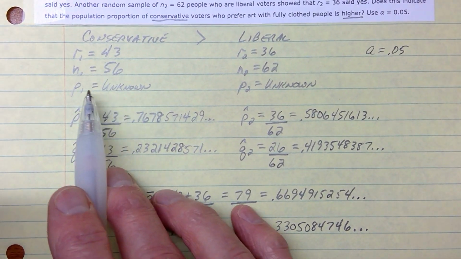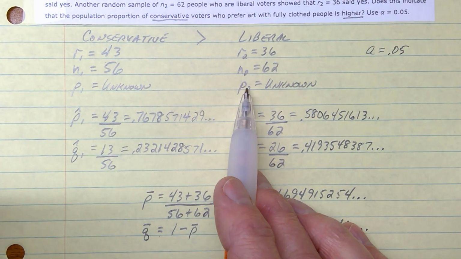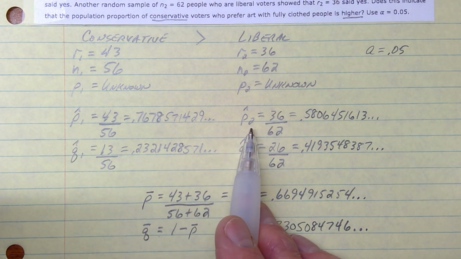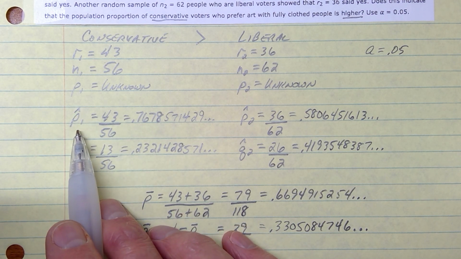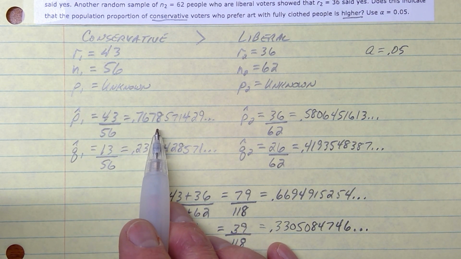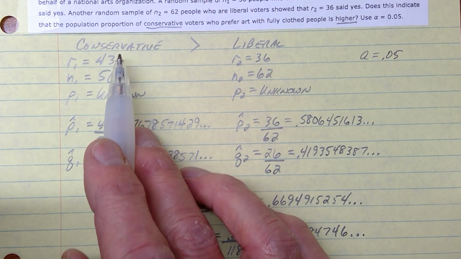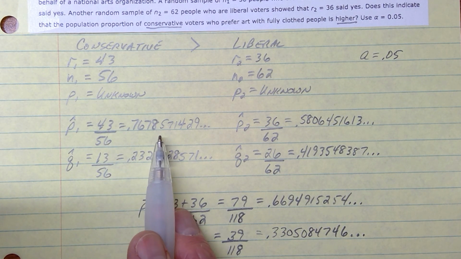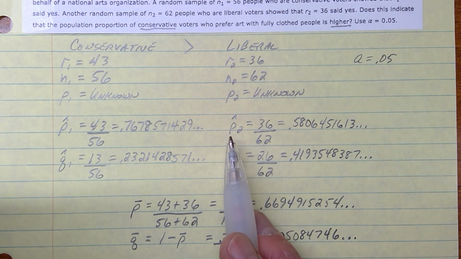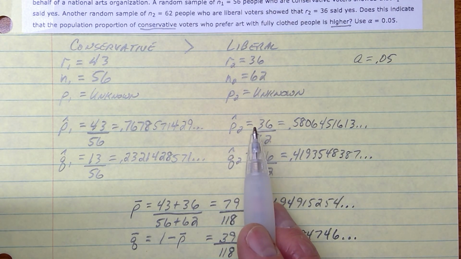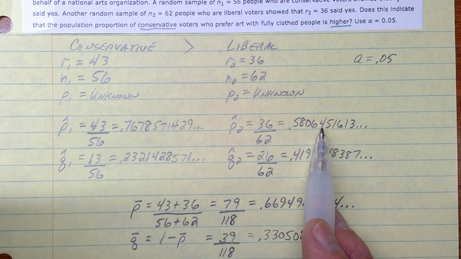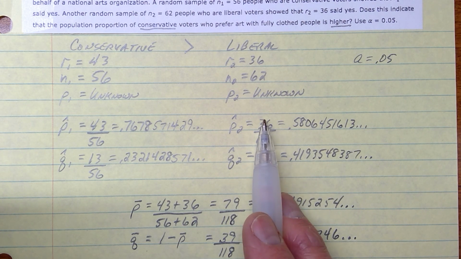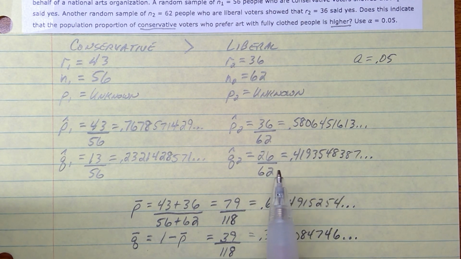Okay, again, true numbers, the true population proportion is unknown. We're going to guess at it by looking at our samples. So p hat is my sample of success, 43 out of 56, this decimal. All right, were conservatives that said yes. And then q hat is the ones that said no. 43 said yes, 13 said no for these two decimals here. Liberals, the number that said yes was 36 out of 62. That's my liberal proportion of success, this decimal here. Failure is just 1 minus that, which is the rest of them. 36 said yes, 26 said no, which is this decimal here.